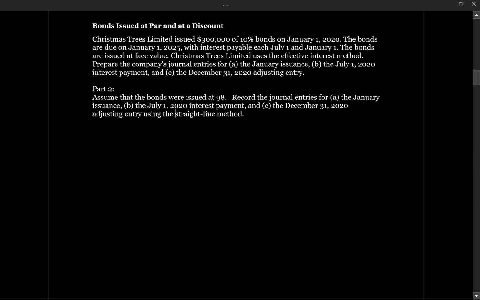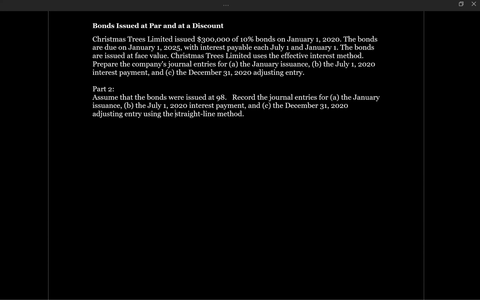Let's take a look at a question of a bond issued at par and at a discount. Christmas Trees Limited issued $300,000 of 10% bonds on January 1st, 2020. The bonds are due on January 1st, 2025, with interest payable each July 1st and January 1st. The bonds are issued at face value. Christmas Trees Limited uses the effective interest method.